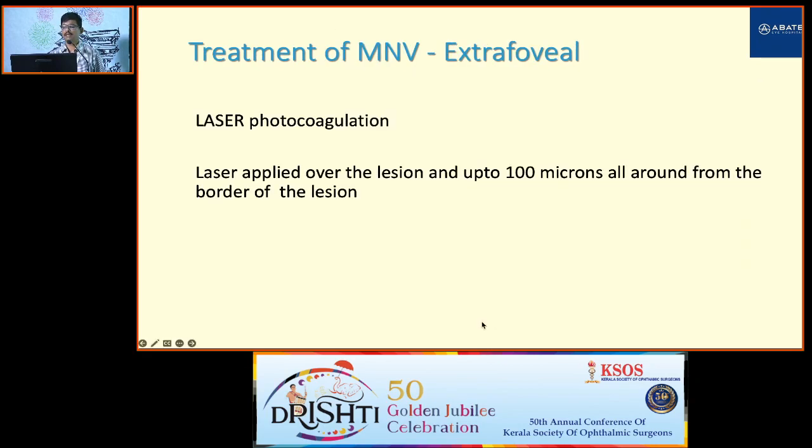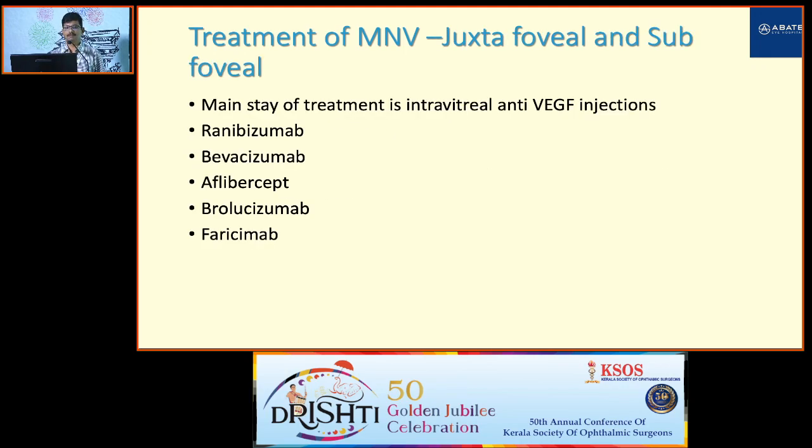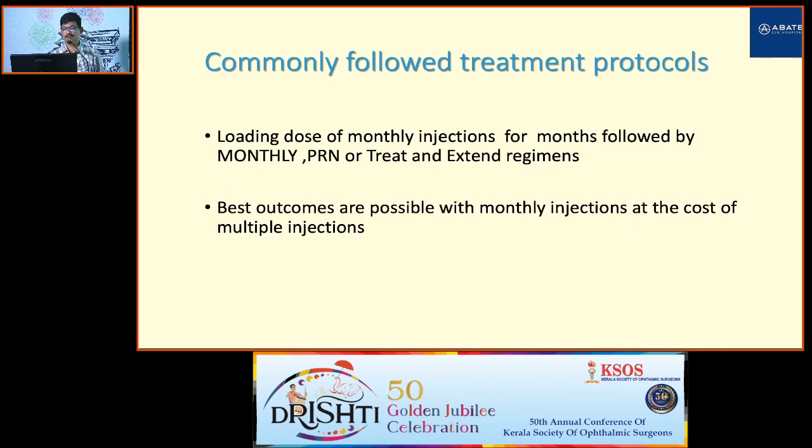So for extrafoveal macular neovascular membrane, the treatment is laser photocoagulation. You surround it with laser up to 100 microns from the border of the lesion. When it is a juxtafoveal or subfoveal macular neovascular membrane, the treatment is with anti-VEGF injections. We have a lot of anti-VEGF injections now available.